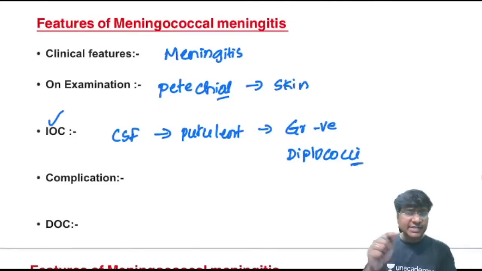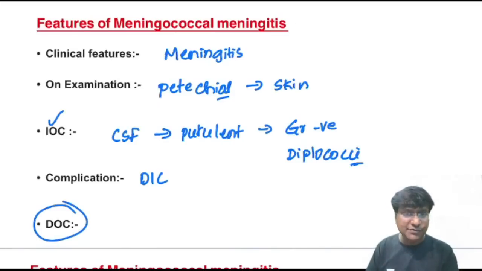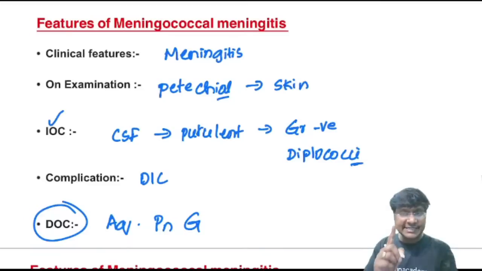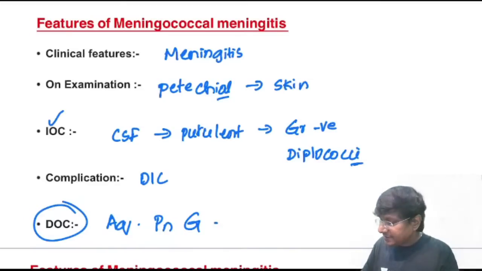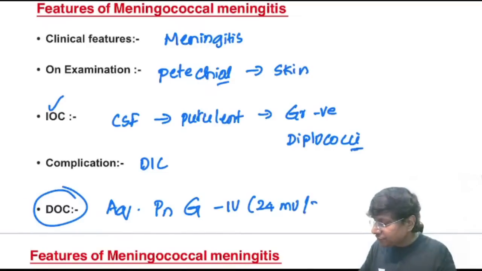And what is the complication in case of meningococcal meningitis? That will be disseminated intravascular coagulation. Then what is the drug of choice? Please remember, it is aqueous penicillin G, that is the antibiotic of choice, right? The route will be intravenous. And what is the dosage? The dosage is 24 million units per 24 hours, and you have to give this in 4 divided doses.